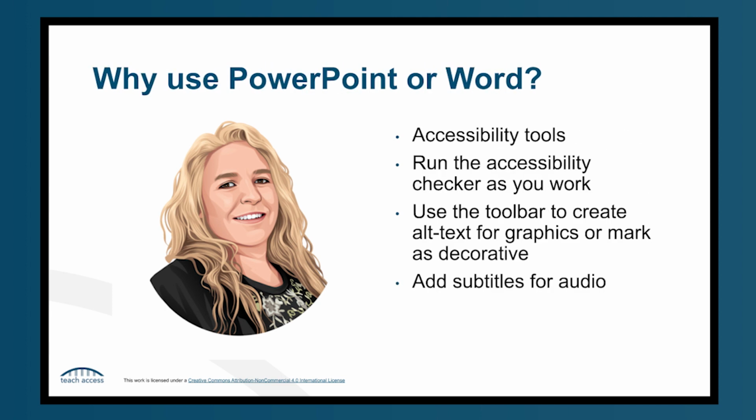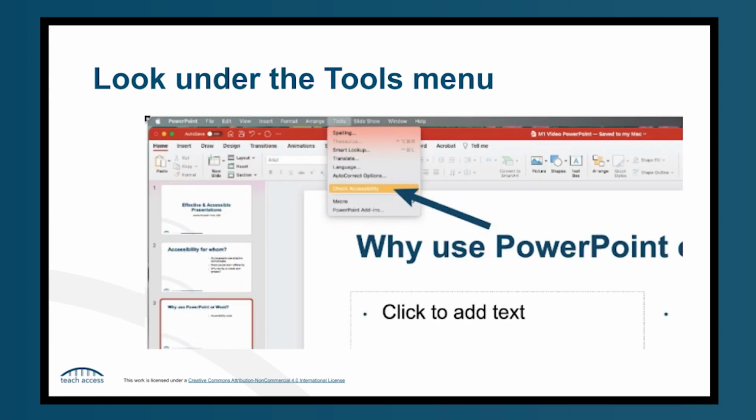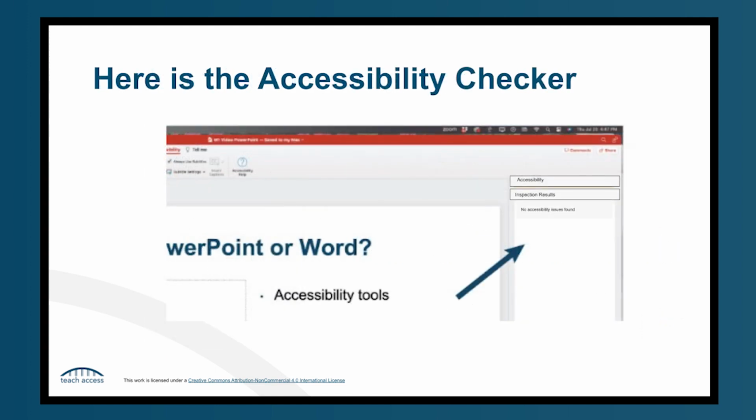Why should you use PowerPoint for your presentations? The main reason is that both Microsoft Word and PowerPoint have accessibility tools you can use to catch things you might not notice otherwise. If you look under the Tools menu, you will see the Check Accessibility option. Click on that and a window will open to the right of your slide. That's the Accessibility Checker. I will say more about the Accessibility Checker in a bit.